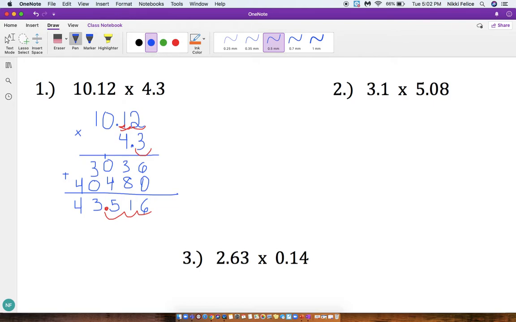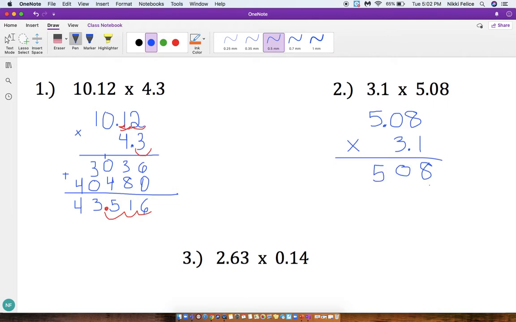3.1 times 5.08. Now, I like to put the number with the most digits on top. And then I will place the 3.1 underneath. Now, again, we can ignore the decimal point for now. Just multiply like normal. 1 times 8 is 8. 1 times 0 is 0. 1 times 5 is 5.